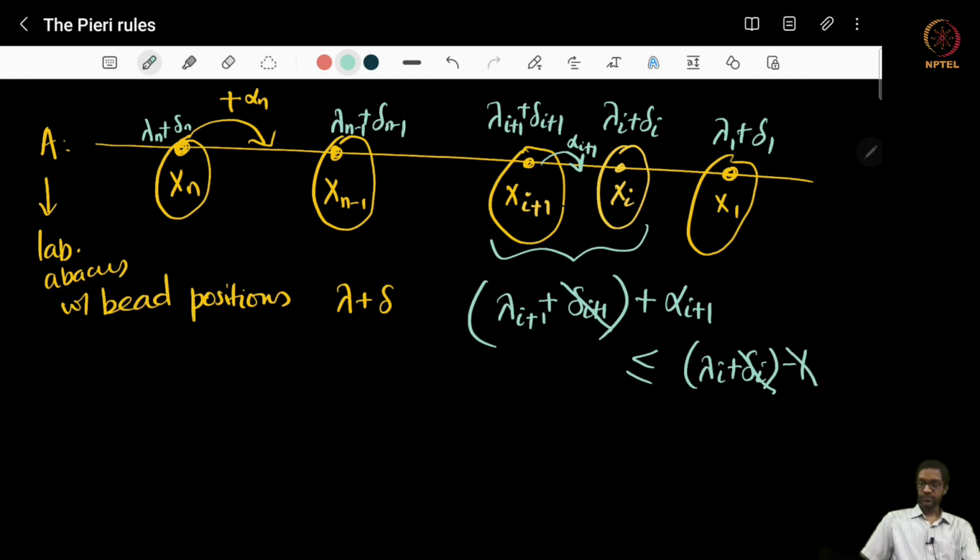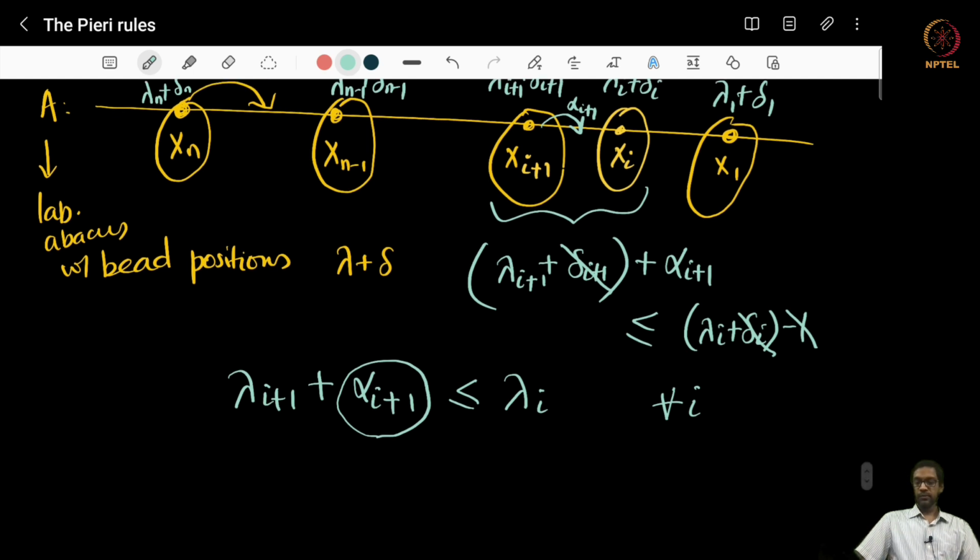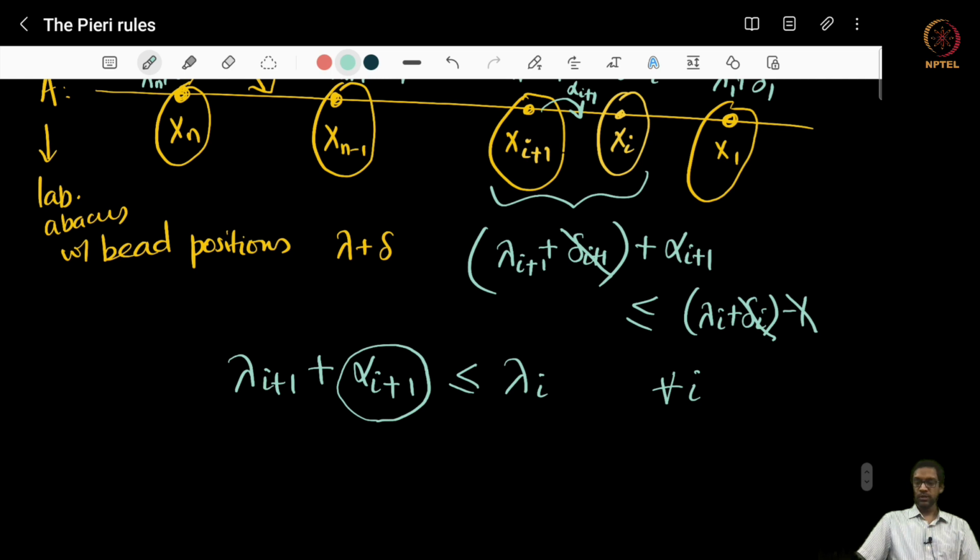Just by definition. So what this implies therefore is that lambda I plus 1 plus alpha I plus 1 is at most lambda I. So that's the condition on the alphas. This should be true for all i's. Remember the alphas are telling you how many positions to the right you're allowed to move. So alpha I plus 1 is at most the difference between lambda I and lambda I plus 1.